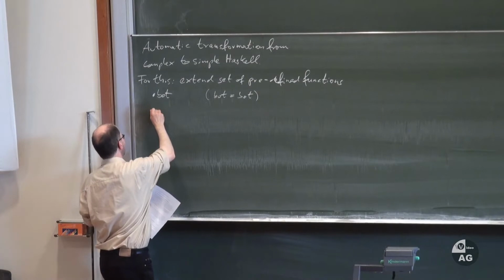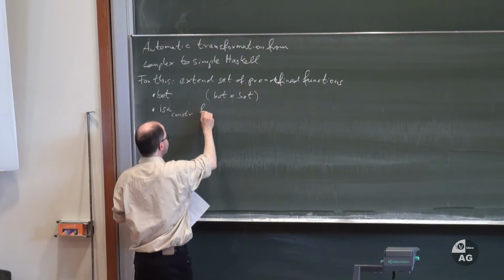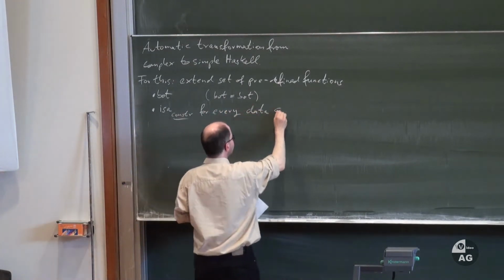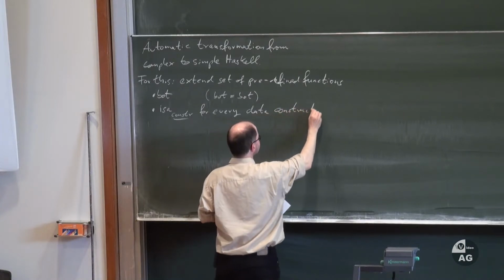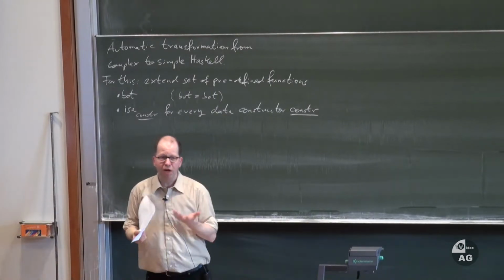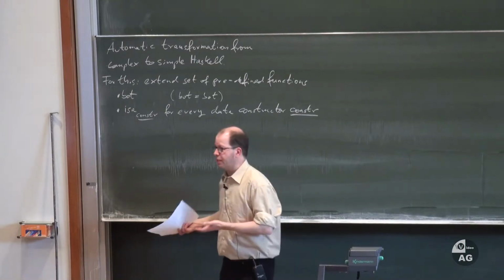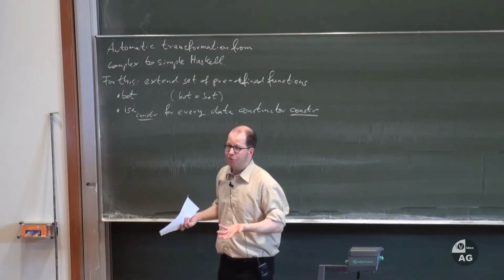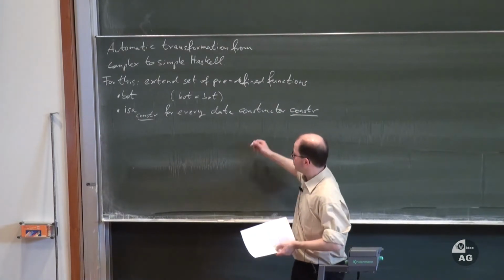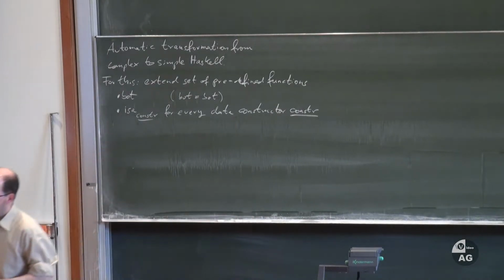Now, what else do we define? We define a function is-a-construct for every data constructor construct. And what's the idea here? If you have pattern matching, then you can use pattern matching to find out whether some object is built with a certain data constructor or not. Since we have no pattern matching anymore in simple Haskell, we need some other way of finding this out. Therefore, for every data constructor, we use a predefined recognizer function which recognizes this data constructor.